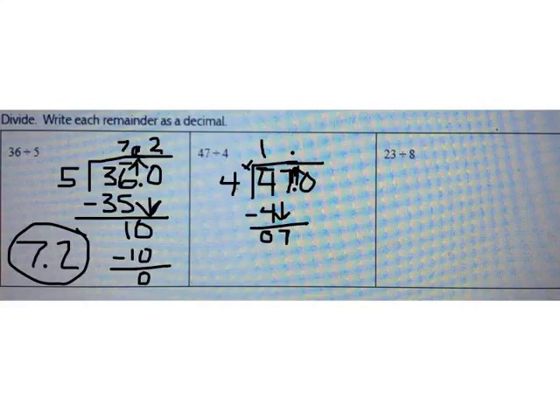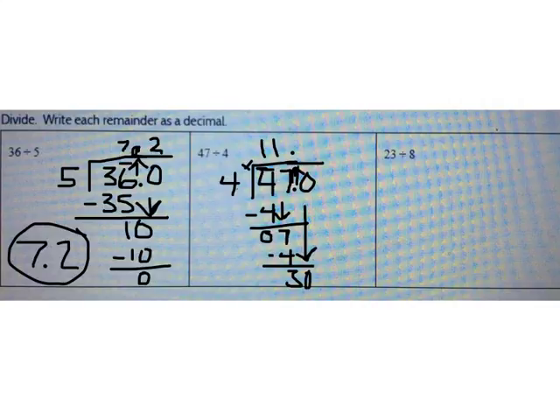I can bring down my 7. How many times does 4 go into 7? 4 goes into 7 one time. What's 1 times 4? It's 4. When I subtract, I have 3 left over. Bring down your 0.